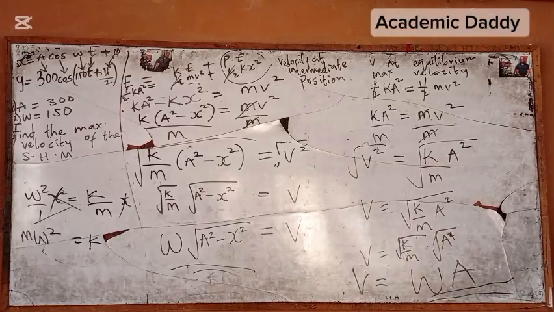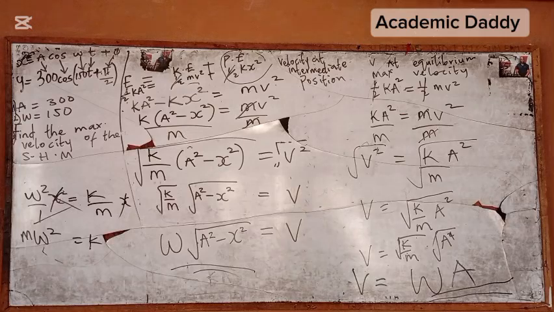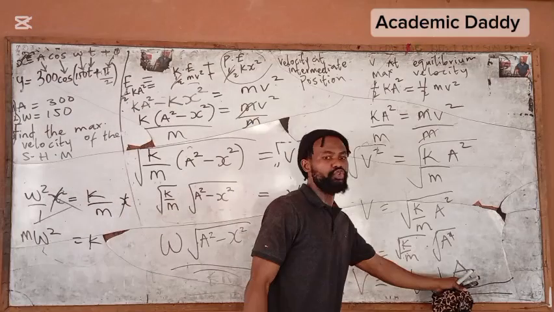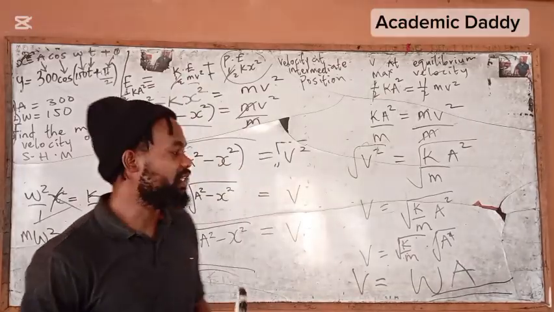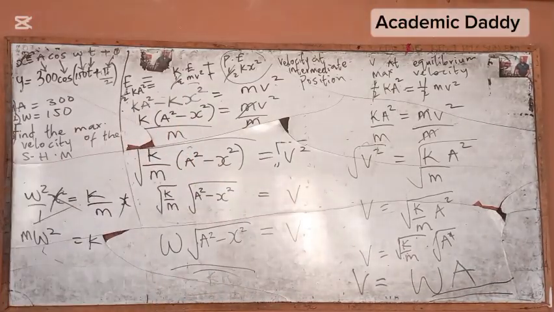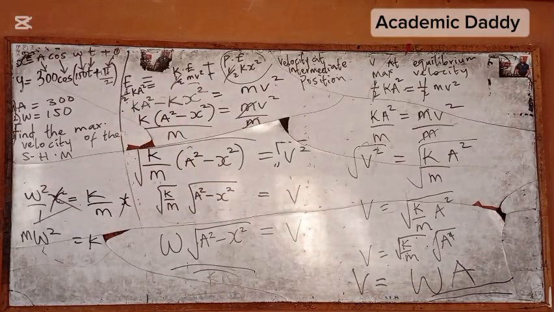Very important. It is steady, constant, it doesn't change. So anytime they ask you the maximum velocity of a simple harmonic motion, it is simply WA or AW, where A is the amplitude and W is the angular frequency, or you call it angular velocity.